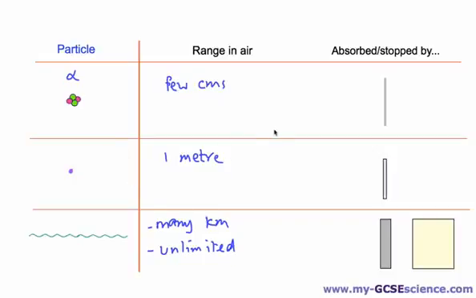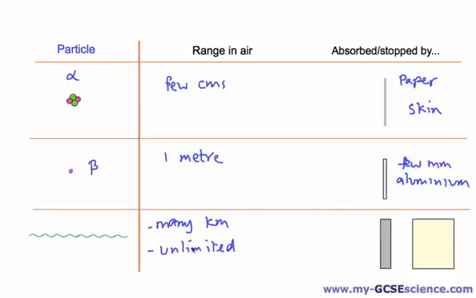For our alpha particle, it can be stopped or absorbed by just a layer of paper. In actual fact, your skin can stop it as well. So if you're near alpha particles or exposed to alpha particles, your skin will actually absorb and stop those from getting into your body. In terms of a beta particle over here, this can be stopped by a few millimeters of aluminium.